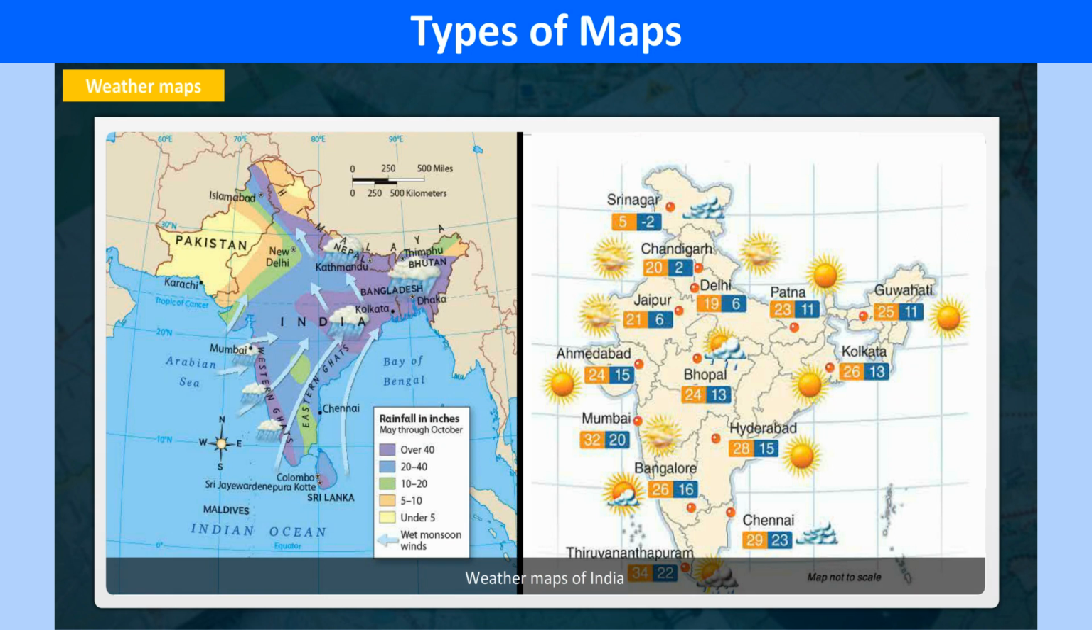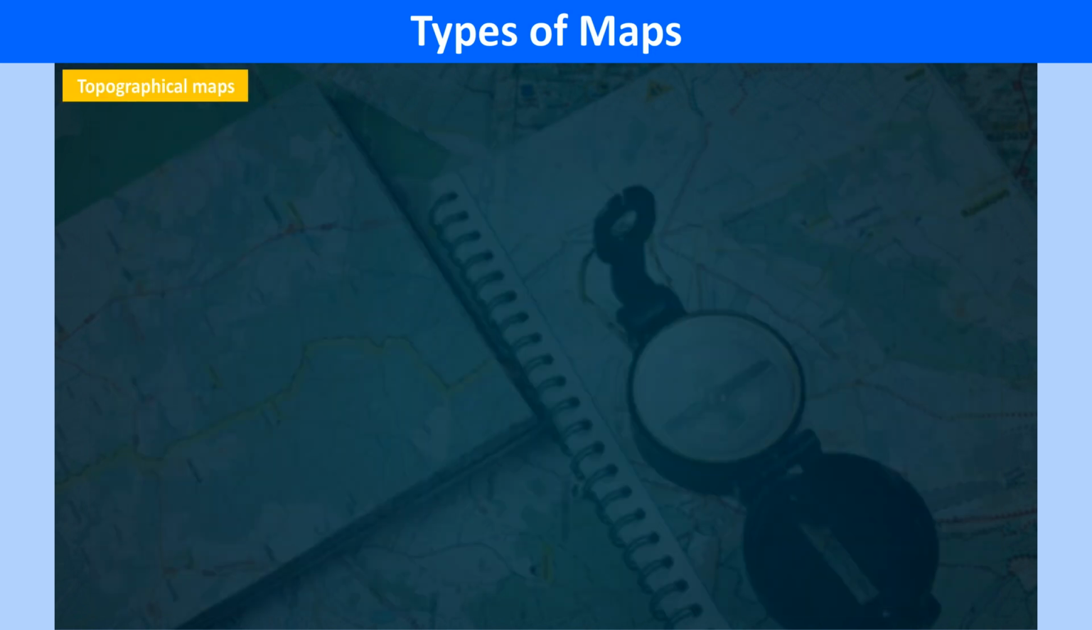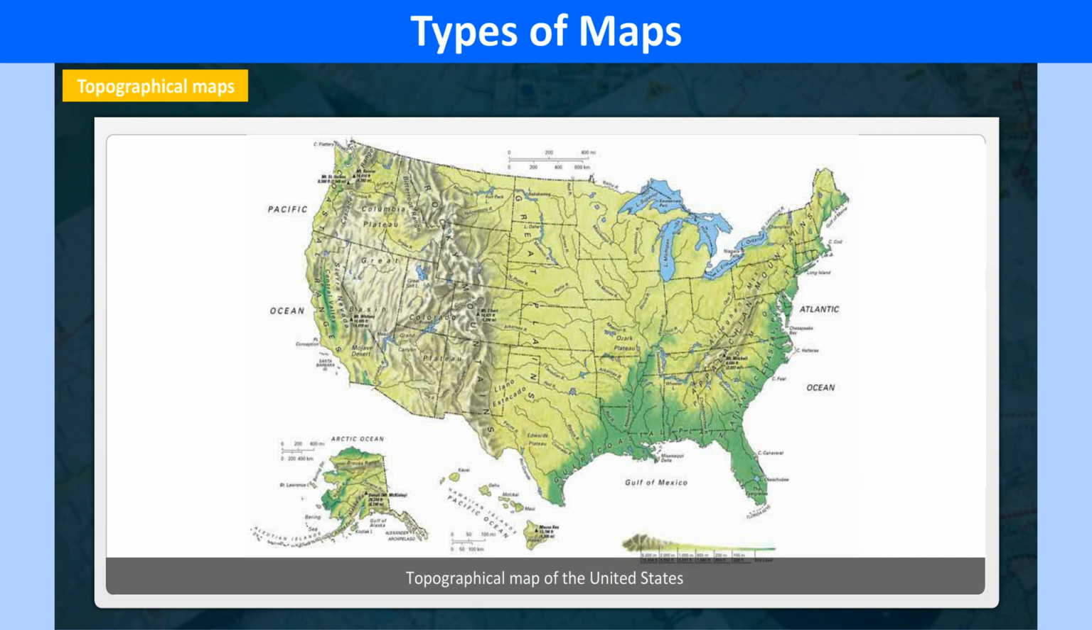Weather maps show the movement of the weather system, distribution of rainfall or snowfall, areas of equal temperature or air pressure, and wind direction. Topographical maps show great details of the natural features of a small area, including rivers, lakes, mountains, etc., along with human-made areas like parks, wells, cities, and towns.